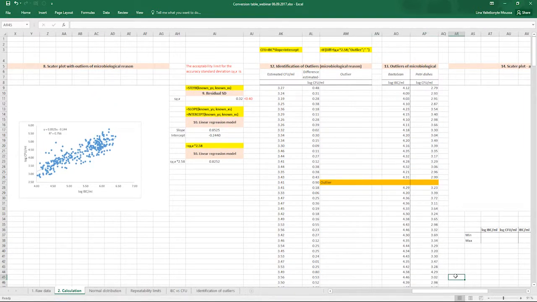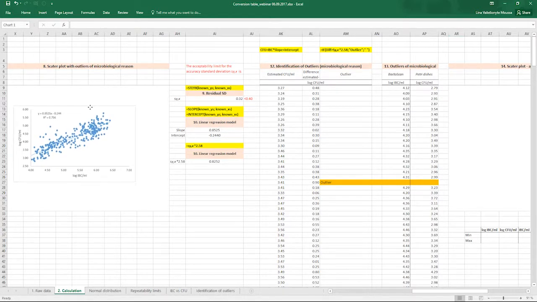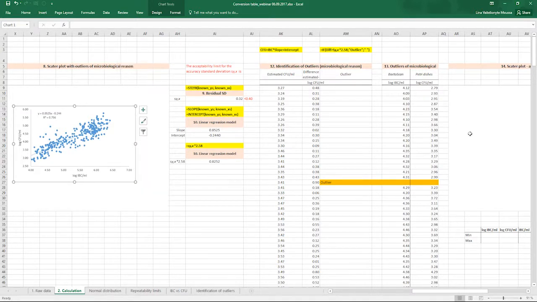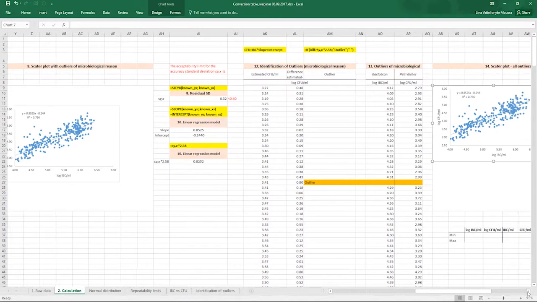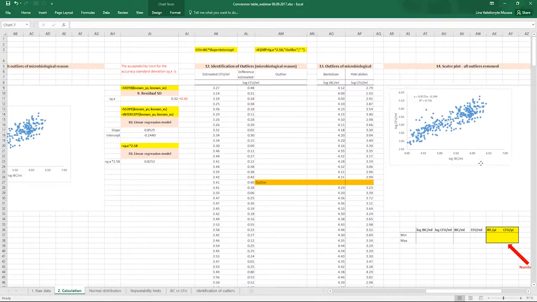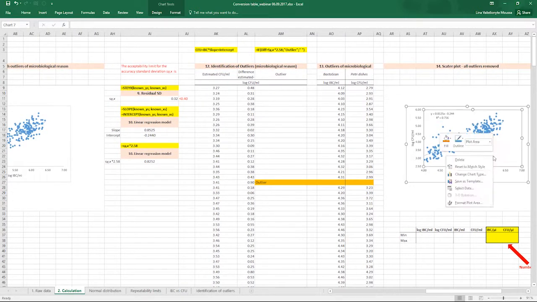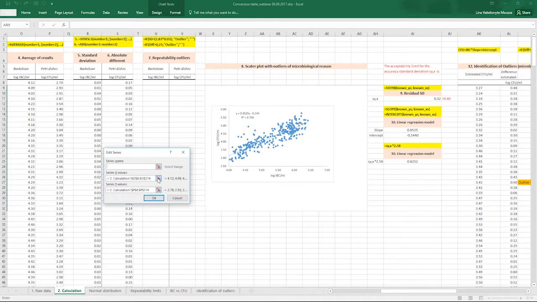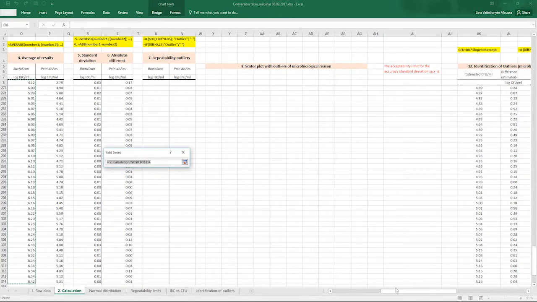So we deleted 4 samples from our sample set. And now again we have to draw a scatter diagram. We can copy this one and paste. And now what we will do, we will just change the data set. Serial 1, edit.